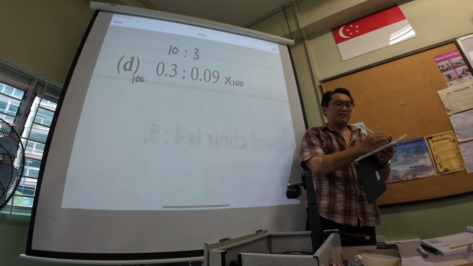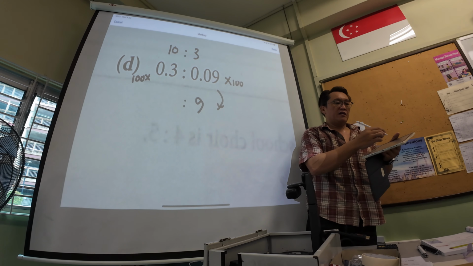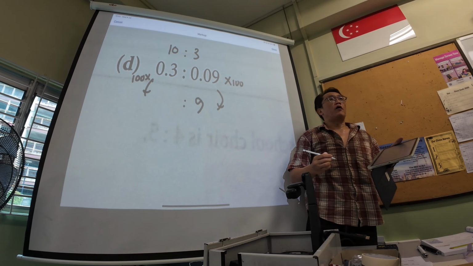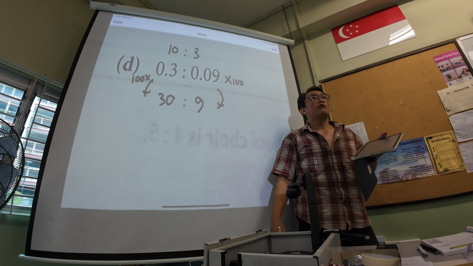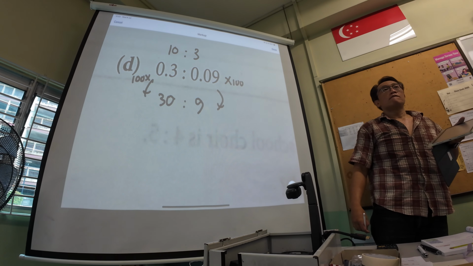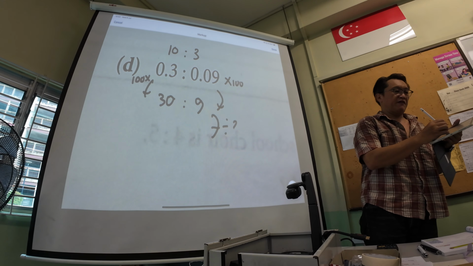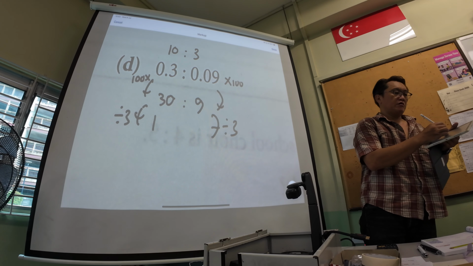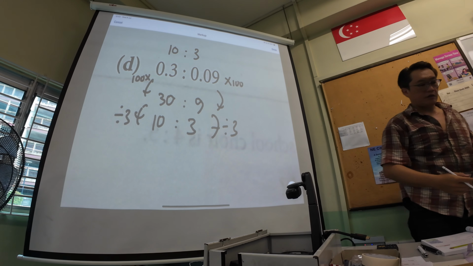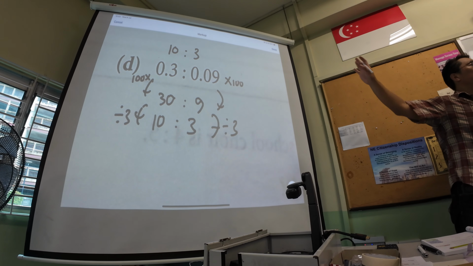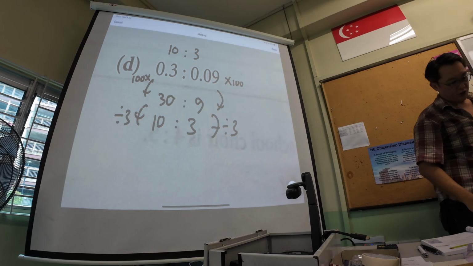Then this side I must also multiply 100. Then it will become 9. Then this side I multiply 100. 0.3 times 100 will become 30. Then 30 and 9 common factor is 3. Both can be divided by 3. Then you will get your final answer. Same. 10 is to 3. Okay, so these are the different skills involved in simplifying a ratio.